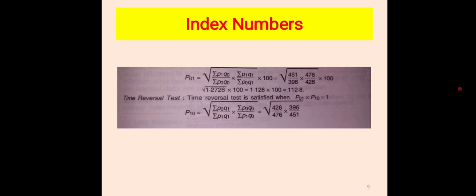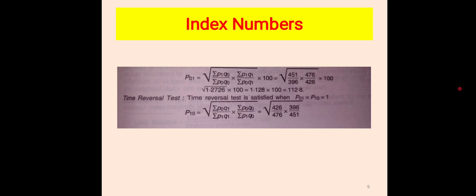So 451 by 396 into 476 by 426 equals 1.2726, and the root of 1.2726 is equal to 1.128. So 1.128 into 100 is equal to 112.8. Next, the time reversal test. The time reversal test is satisfied when P01 into P10 is equal to 1.